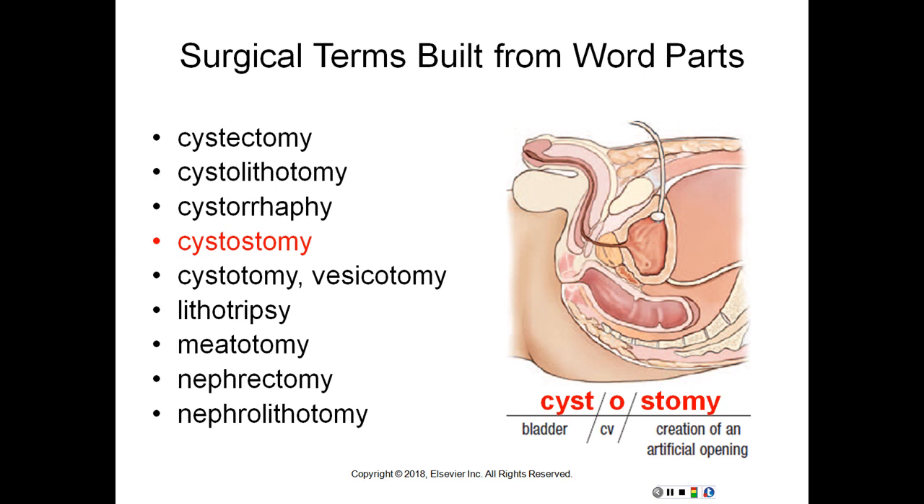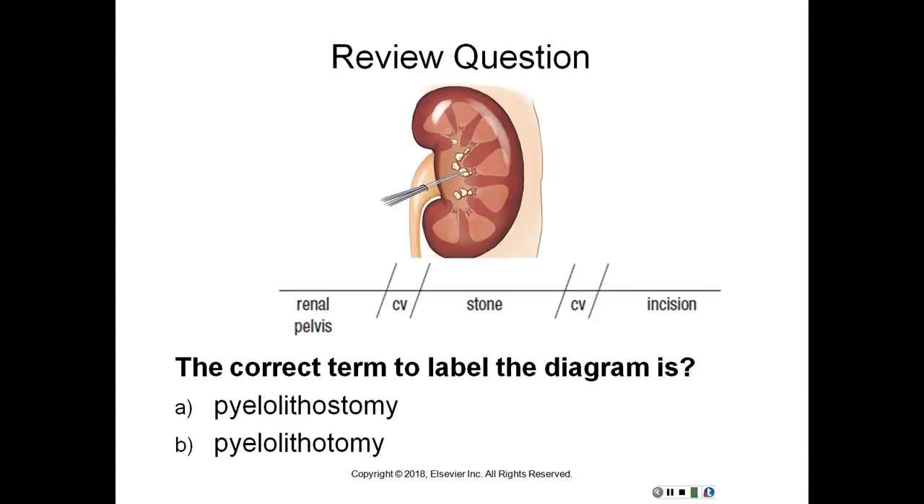This diagram is showing the creation of an artificial opening of the bladder, so that would be a cystostomy. And so the correct term to label this diagram, again, they're giving us the term incision of the renal pelvis, of course, to remove a stone. And so the only differences on the two options we have are the suffixes.